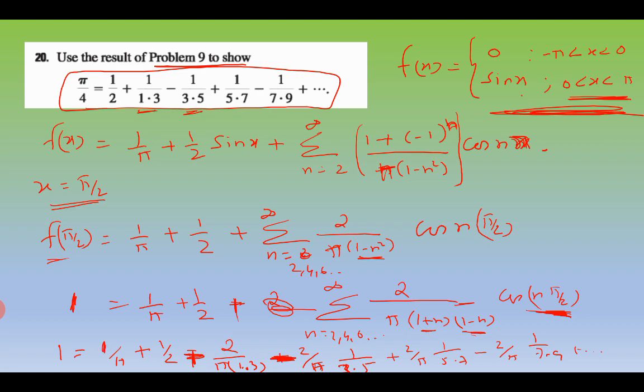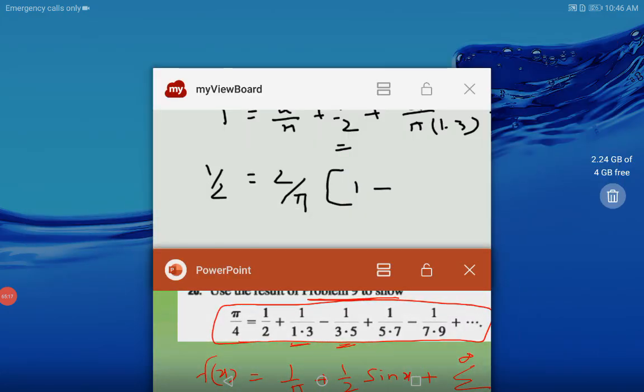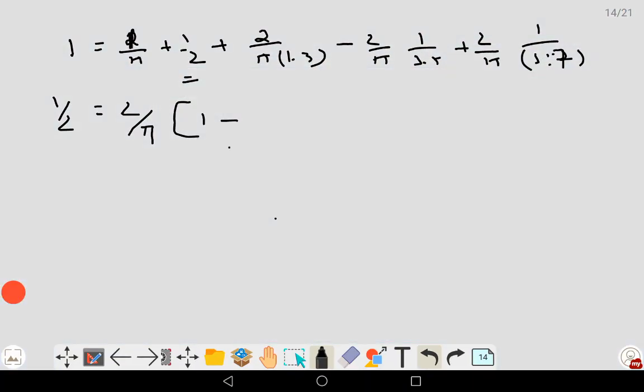Let us check that PowerPoint deck. It is 1 by pi at the beginning. It's not 2 by pi. 1 by pi at the beginning. So I have miswritten that one. So it is 1 by pi here, right? So when I take 2 by pi outside, there will be 1 by 2 here.